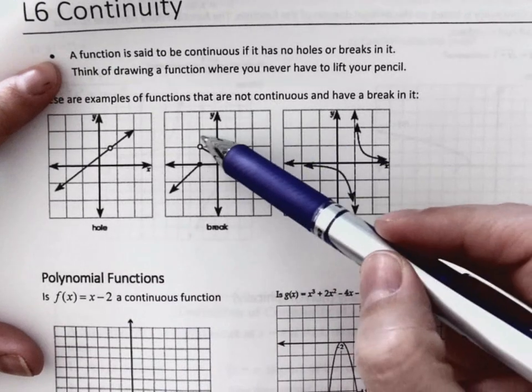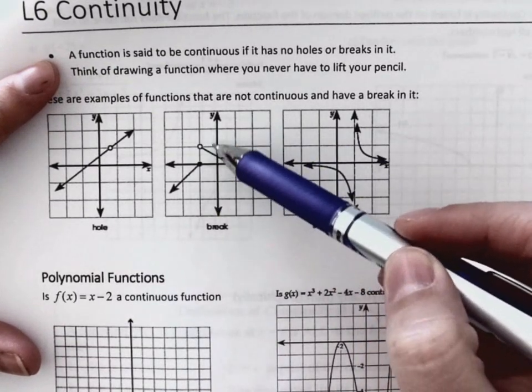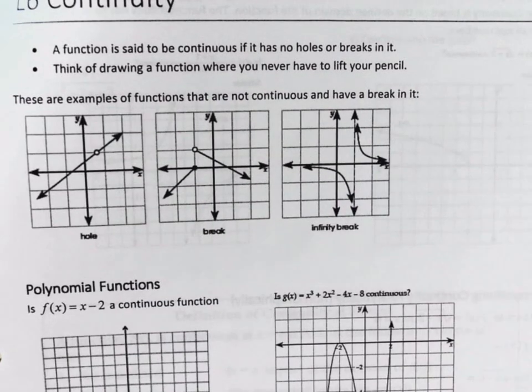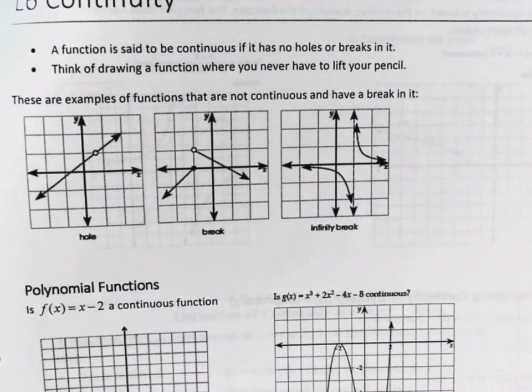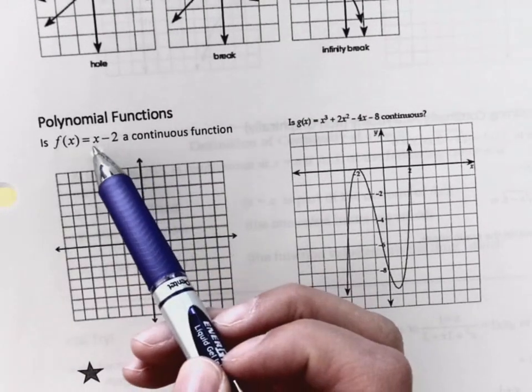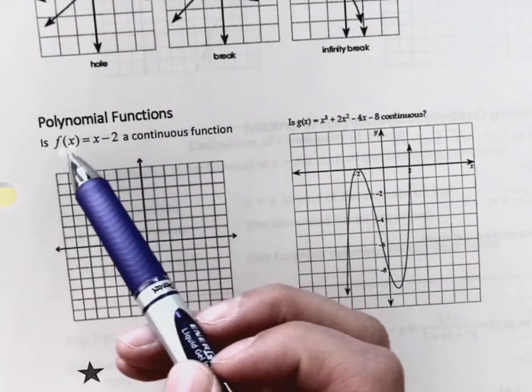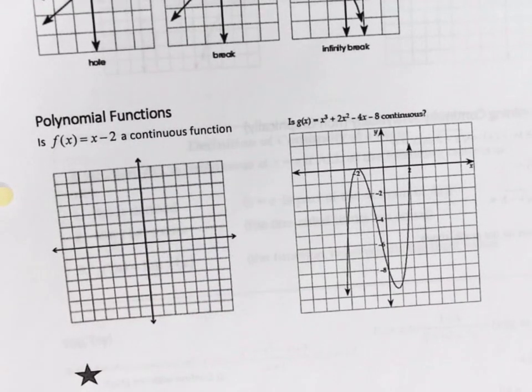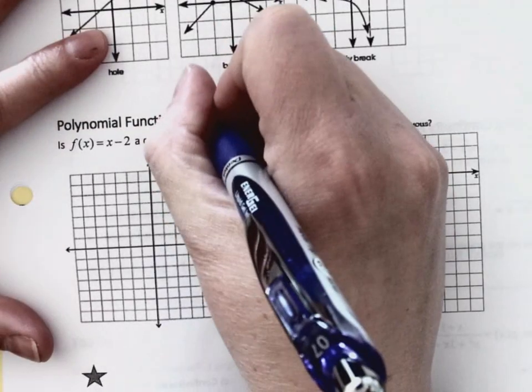This one we say has a break, like the y values do not connect. And this one has an infinity break where it's headed to infinity around an asymptote. Okay. Is f of x equals x minus 2 a continuous function? Yes. How come? Because there's no problems, you can always go that way. Absolutely. Every x value, there's no restrictions on the domain. So, yes.